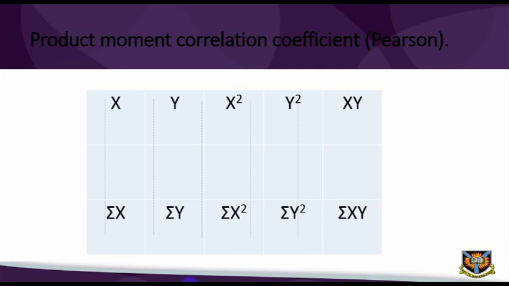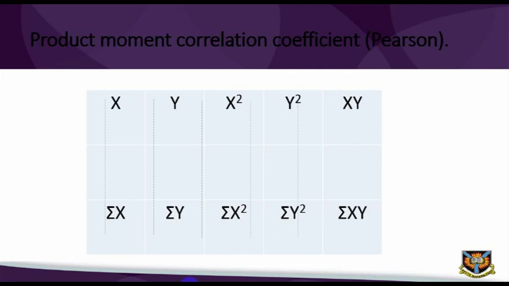Example 10.1. Given the data below, calculate the Pearson's correlation coefficient R between x and y and interpret your results. X: 1, 3, 4, 6, 8, 9, 11, 14. Y: 1, 2, 4, 4, 5, 7, 8, 9.